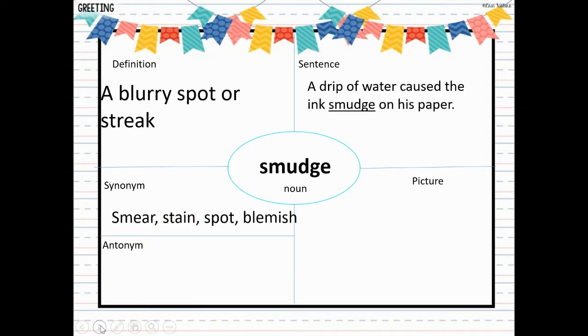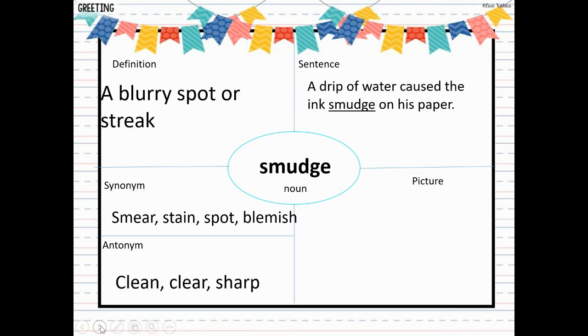Now, synonyms for smudge would be smear. I smear that on, so kind of making a blurry area. A stain. So on your shirt, you might get a smudge or a stain. A spot, or we use the word blemish. A blemish is like an area where it's not looking correct. It's like off a little bit. So there are 4 synonyms for the word smudge: smear, stain, spot, and blemish.